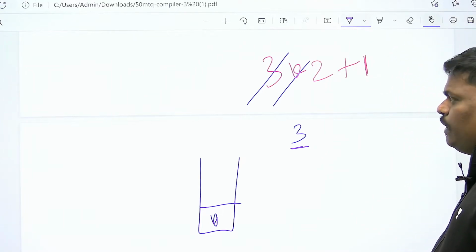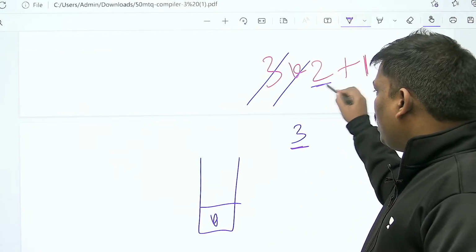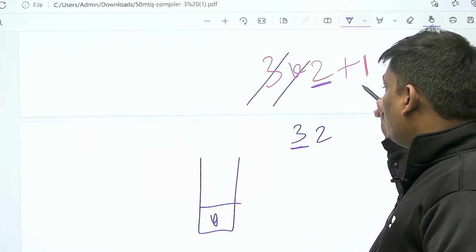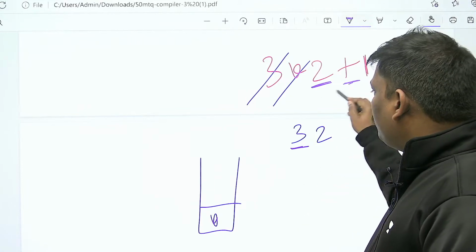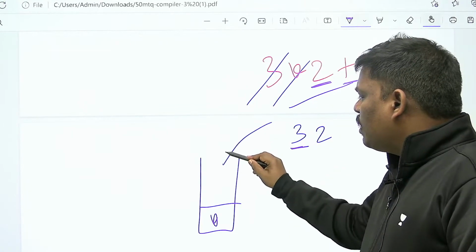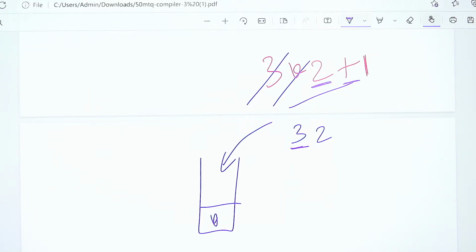Operand is coming. Print 2. Right? Operator is coming. Push. That's okay. Now again operand is coming. Print. That's okay. Now see, operator coming. Careful. When operator is coming, should I push inside or not? That is the question here.